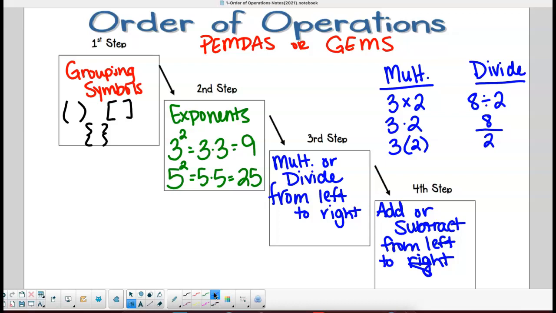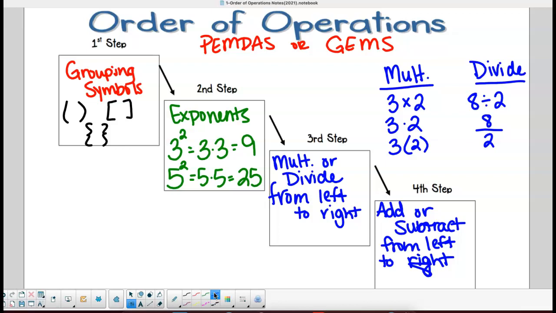Add or subtract from left to right. Okay, so if we follow these steps, we can solve any problem pretty easily, as long as you follow the steps. You always have to start with grouping symbols. Then we move on to exponents, then multiply or divide, then add or subtract.